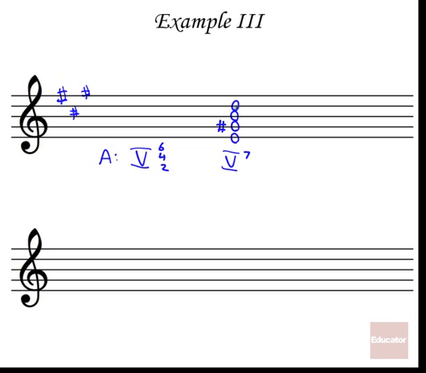And now the final step is to make sure this is in third inversion, which we remember means that the seventh now is in the bass. So here's the seventh, the D. So we'll put that in the lowest voice, and building up from there, a 2, a 4, and a 6 with the sharp from the key signature. And here is our V 6, 4, 2 in A.